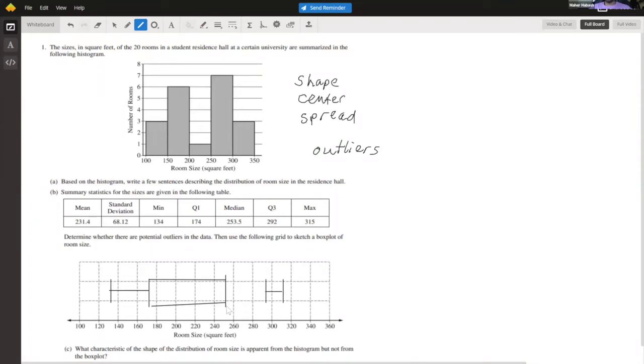All right, any questions with the box plot? They like to ask box plots for sure. I could definitely see them bringing one there. Stuart, any questions with that one?